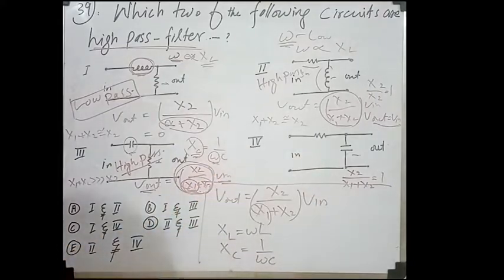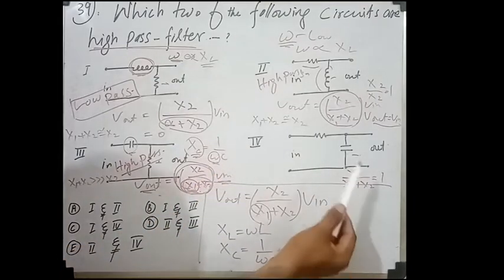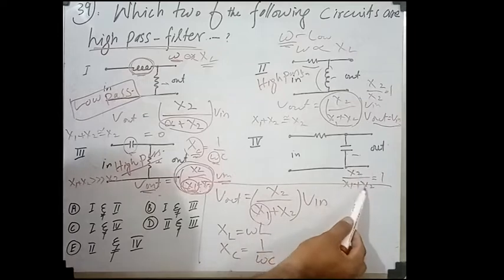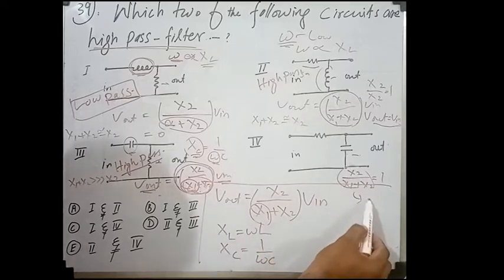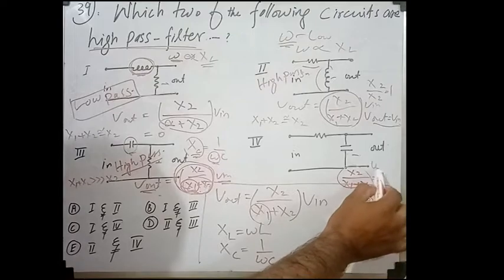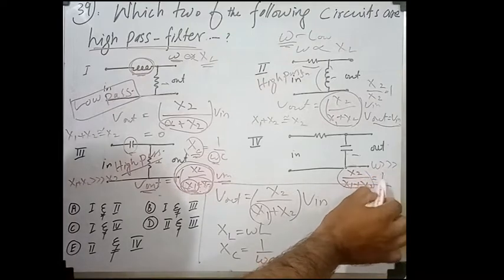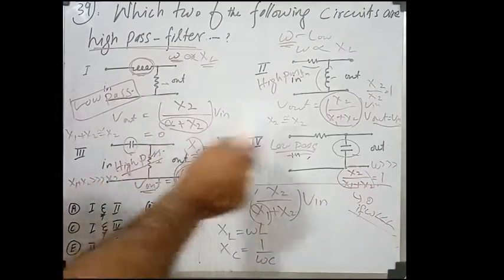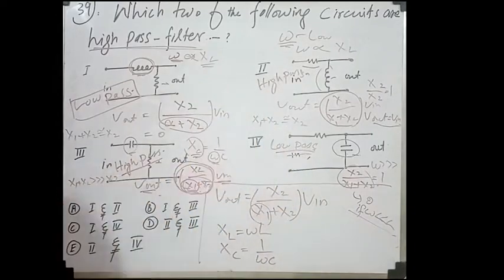But at higher frequency, this term will become very small. So this term will go to 0. If omega is very less and omega is very greater, so this goes to 1. Now in these four, these two, second and third, are high pass, so this is the right option, option D, in which second and third are high pass circuits.